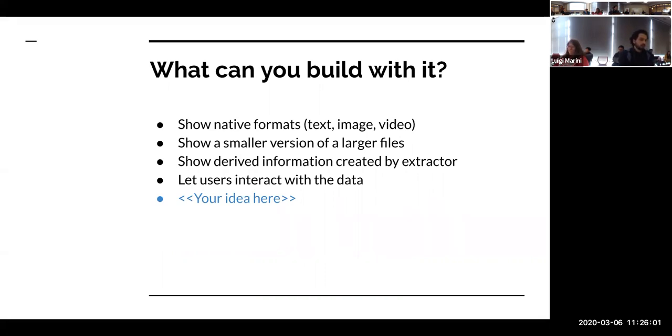It's not all of the ones that we have, but here I've highlighted the ways we currently use them. We use them to show the native bytes of the files, and to show smaller versions for larger files. We use them to show the right information created by an extractor or available through the metadata. We can let users interact with it to a certain extent. But we can do a lot more, because basically any kind of JavaScript that you can embed in there, you can use to do whatever you want. So there's a lot of possibilities of things that you can do with it.